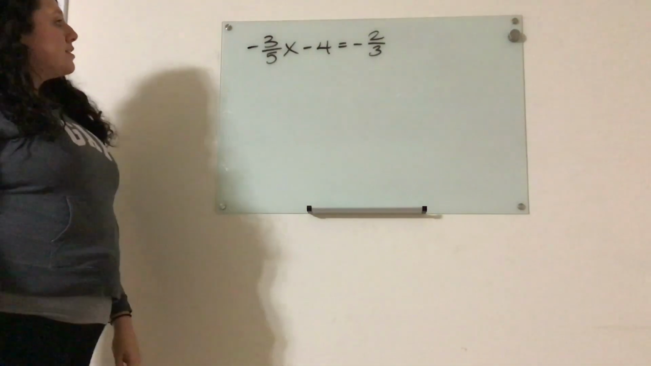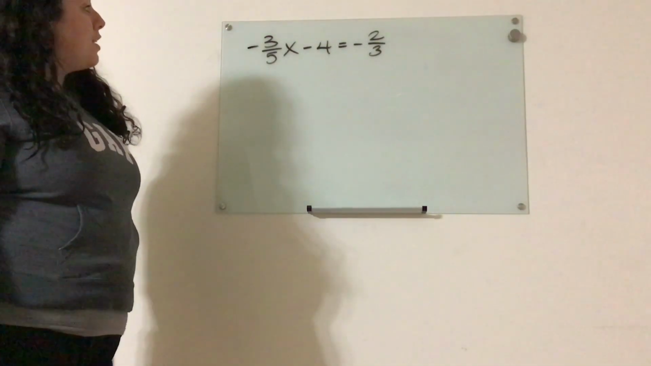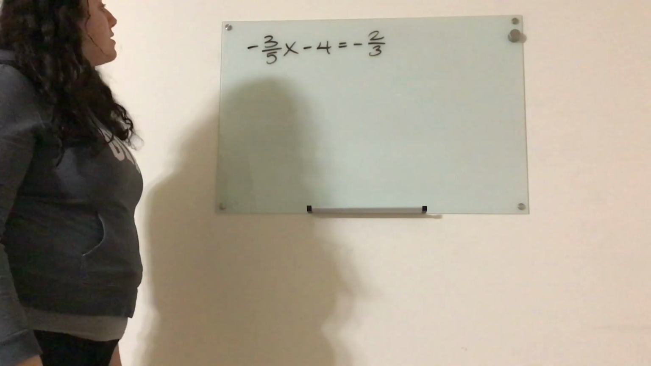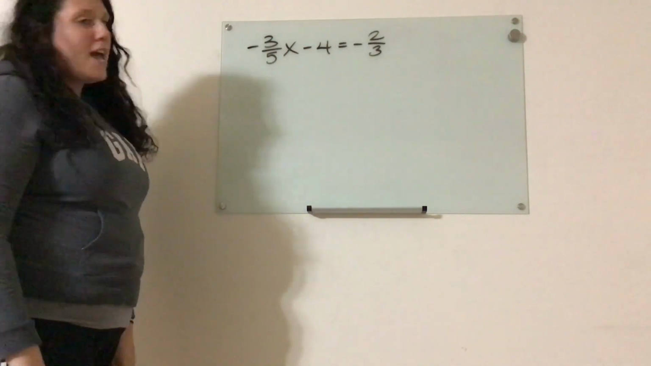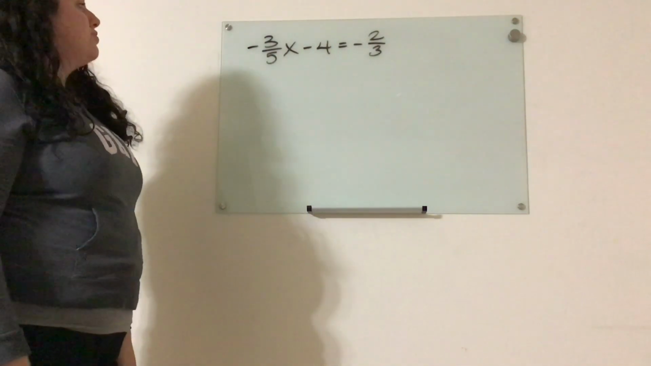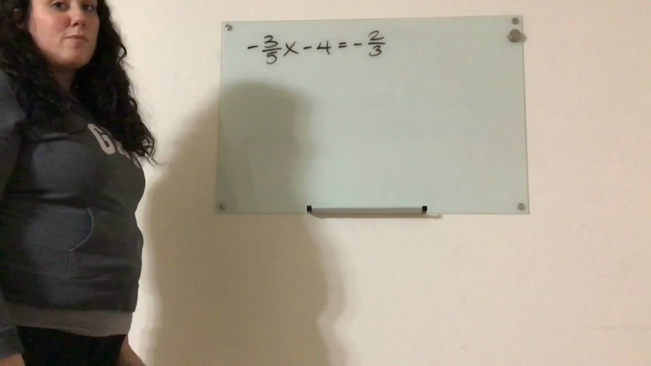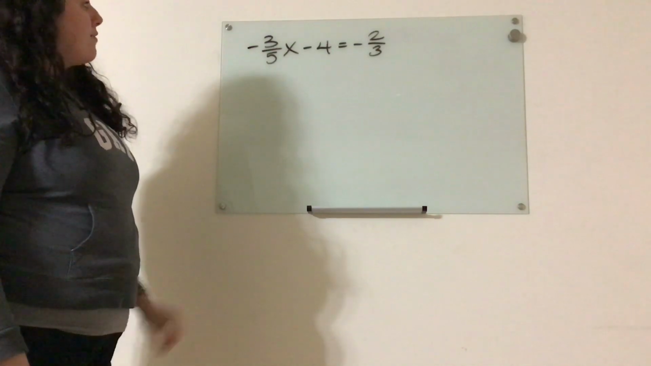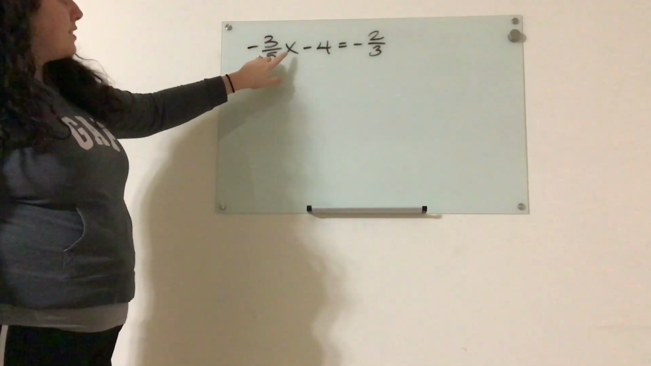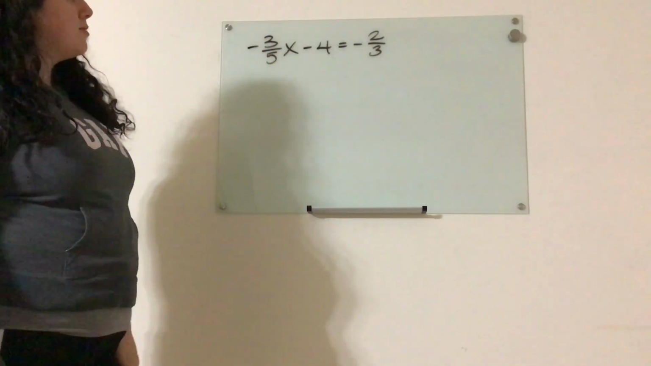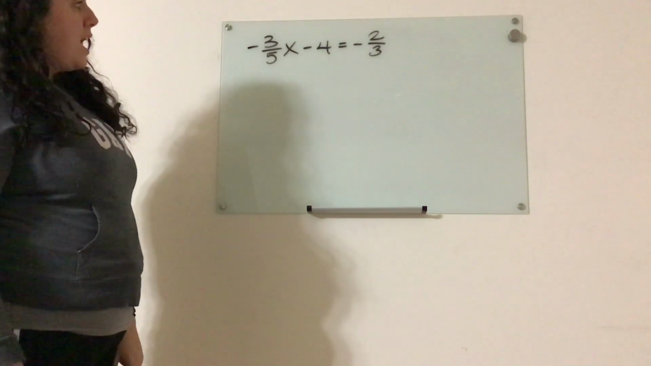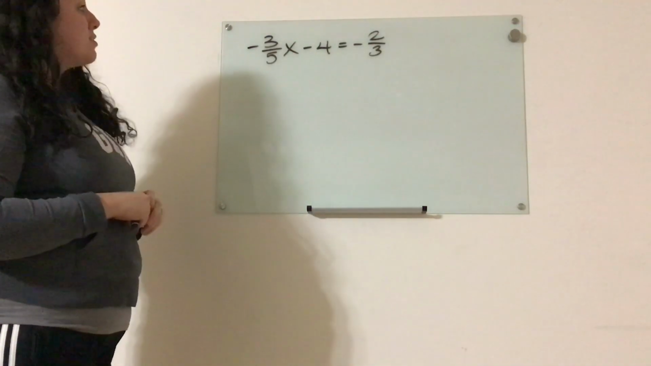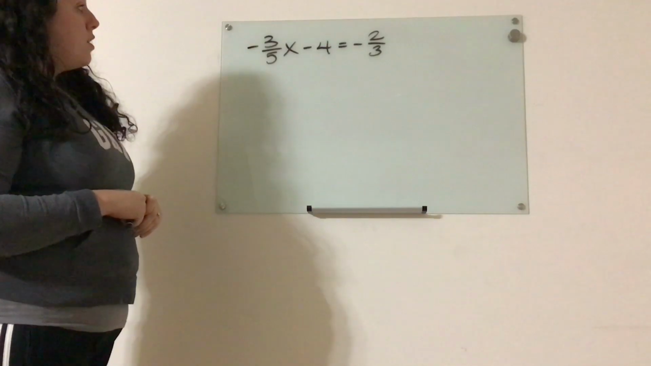Hey guys, so today we're going to look at how to solve two-step equations involving fractions and how to get rid of those fractions so that you have a simple two-step equation that you already know how to solve. So the first problem we have here is negative 3/5 x minus 4 equals negative 2/3. And I want to cancel out those fractions so I just get whole numbers.